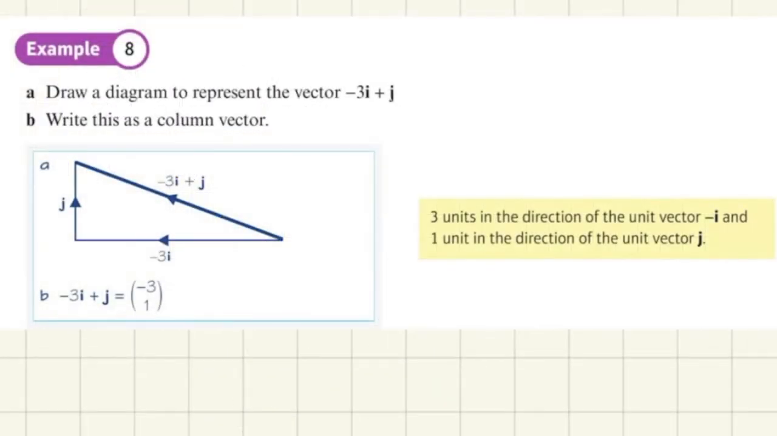Example 8. I've been asked to draw a diagram to represent the vector minus 3i plus j. I've left the diagram from the textbook here. This is our starting point, and we go minus 3 left because it's negative, and then 1 unit up in the positive for j. For part B, it asks us to write this as a column vector, and we'd write (minus 3, 1).